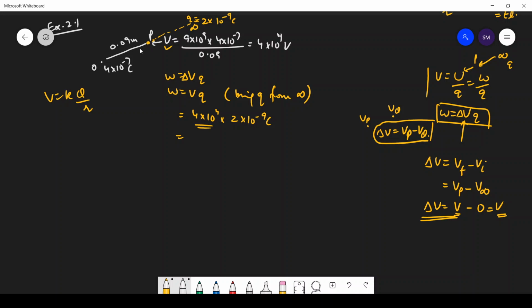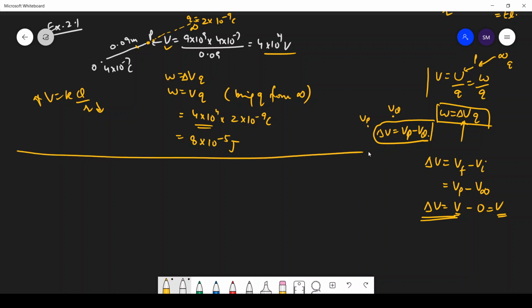So as R decreases, potential increases. The potential was 0 here, and here it is 9 into 10 to power 9 multiplied by 4, which means 40,000 volt, and if you bring it more near, it will be 50,000 volt. So it is increasing, and the more work you need to do. So it depends on the potential, right? The more the repulsion, the more work you are doing. So this comes out to be, how much work? 8 into 10 to power minus 5 joules. So that is the work, students.